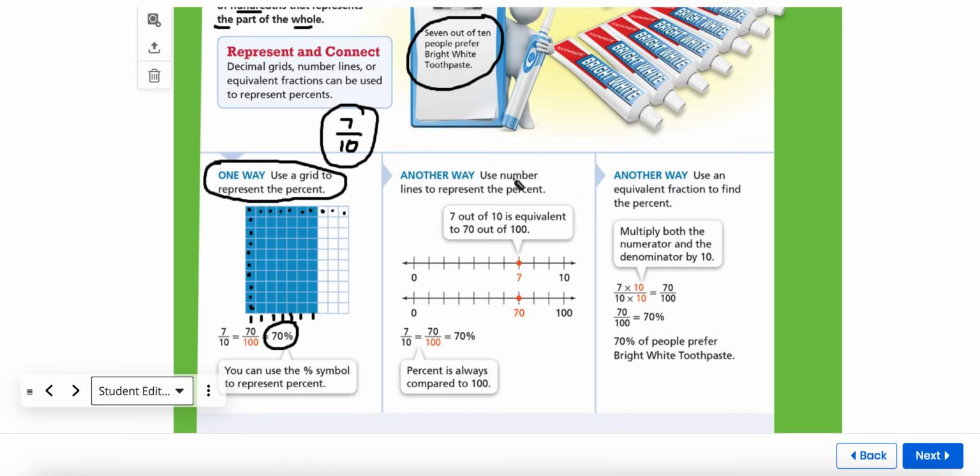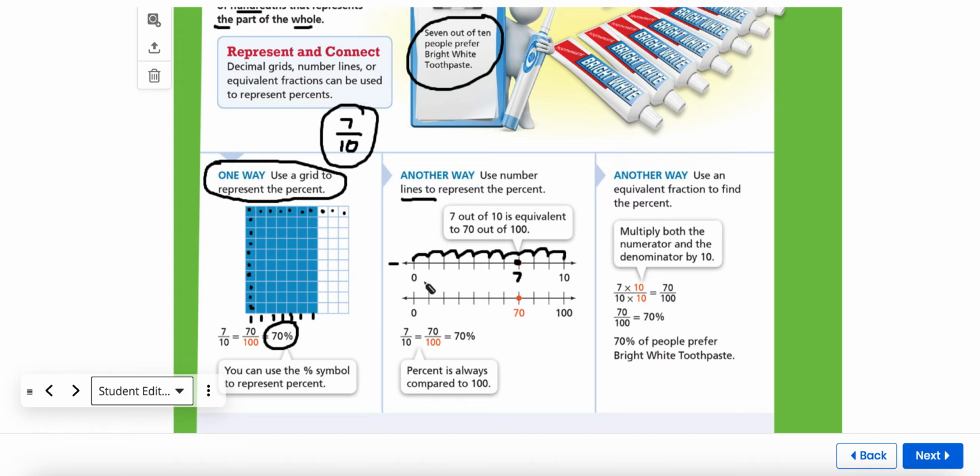Another way to do it is to use number lines to represent percent. So here we have what we call a double number line. The first number line goes from 0 to 10. That's going to represent the number of people. I'm going to put 10 marks, in other words, 10 spaces. So this is 1, 2, 3, 4, 5, 6, 7, 8, 9, 10. I'm breaking it into 10 pieces, and I'm going to select number 7 because this represents the 7 people out of the 10 people that prefer the toothpaste.